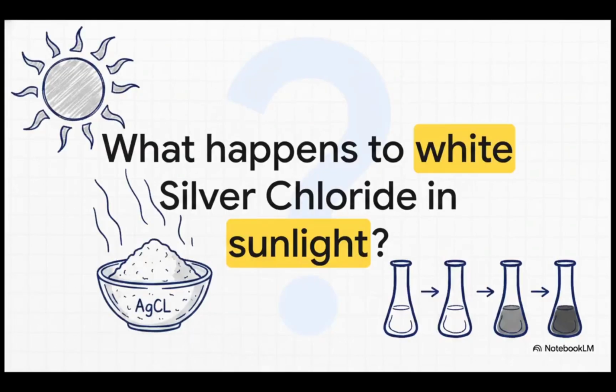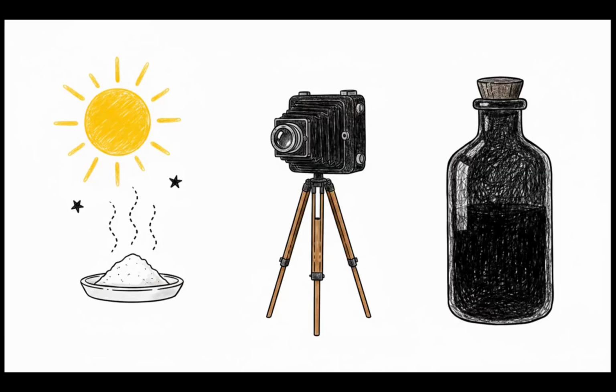Okay, let's test your focus with a little sunlight magic trick. What do you think happens to a bowl of bright white silver chloride if you just leave it sitting out on a table in direct sunlight? No way. It is not a miracle. It's photolytic decomposition. The energy from the sunlight actually breaks the compound apart.